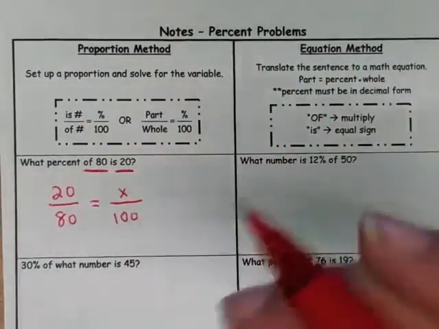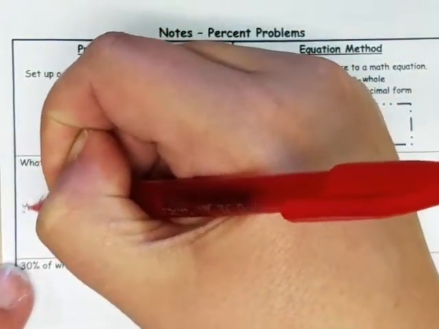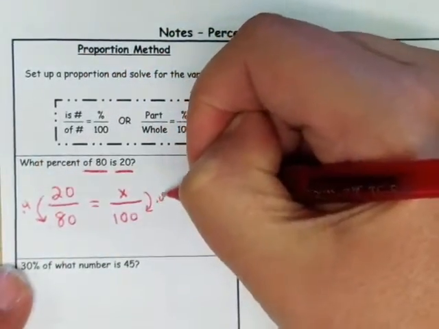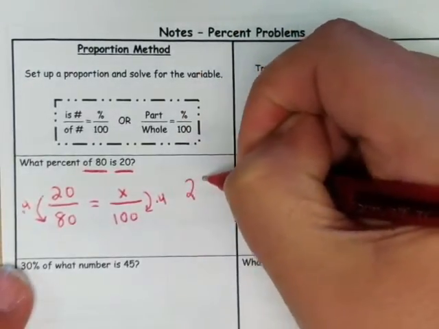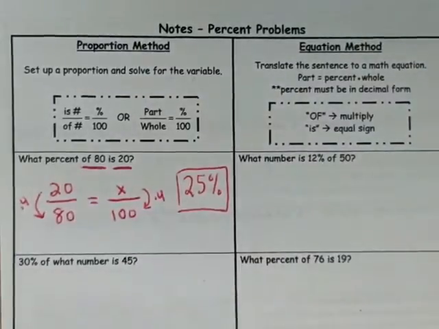Either way that you want to do it. I'm going to do the relationship here, so times 4. Then what times 4 gives me 100? I know that's 25. So that's 25%. Okay, that's one way to do it.